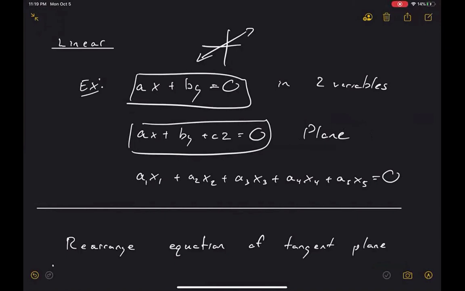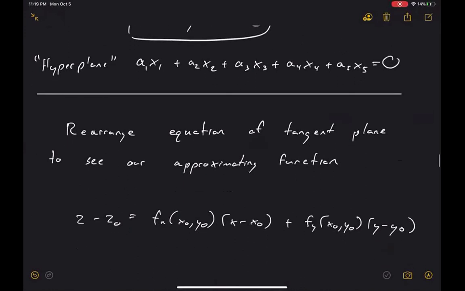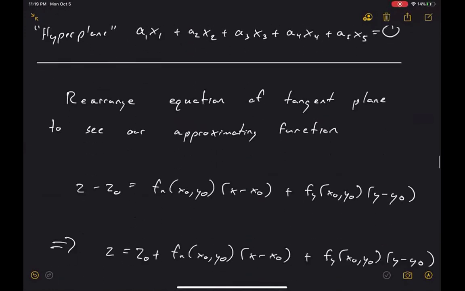And then we can have linear equations in more than 3 variables. Here I've written down a linear equation in 5 variables. So x1, x2, x3, x4, x5 are all variables, and a1, a2, a3, a4, a5 are all constants. This is still a linear equation. And the object it gives me, we would call a hyperplane, basically a plane in more than 3 dimensions. All right, so that's what these linear equations are.